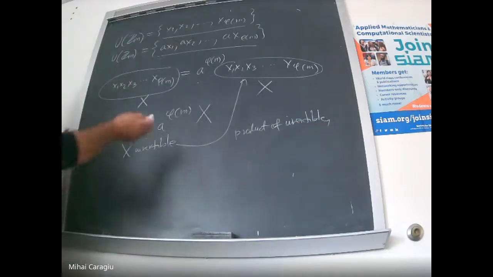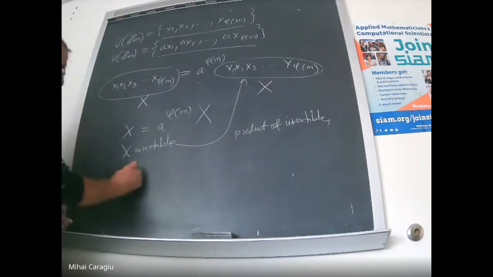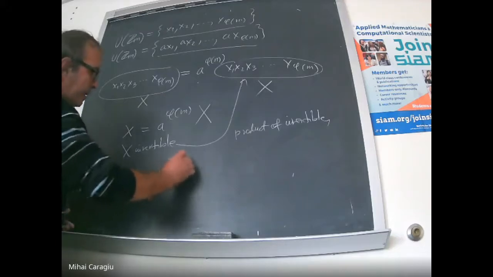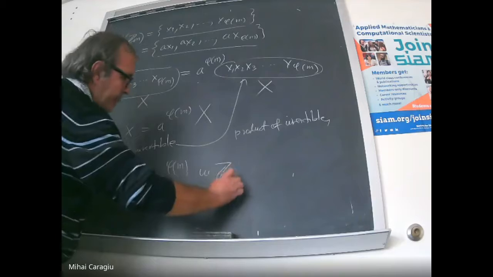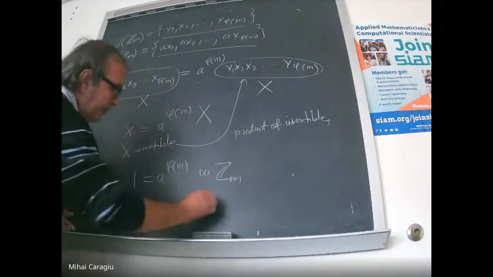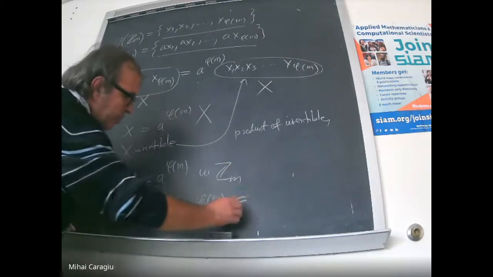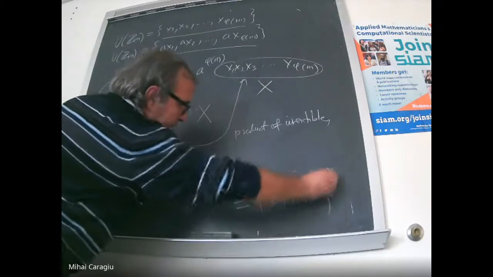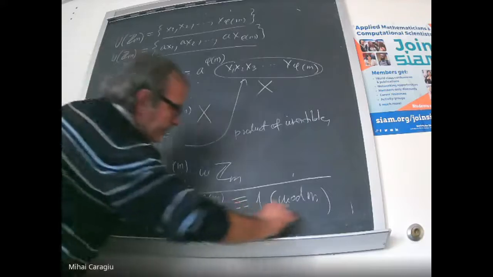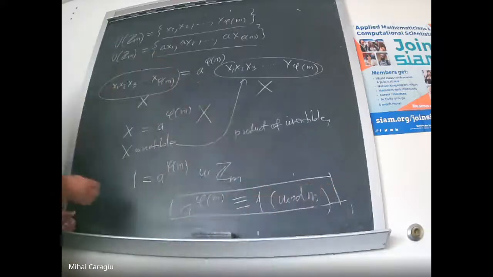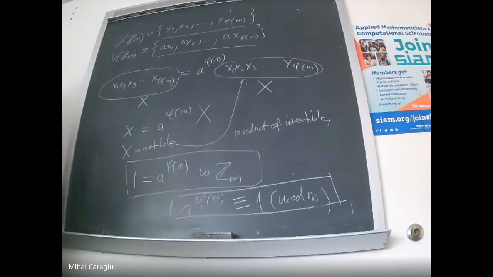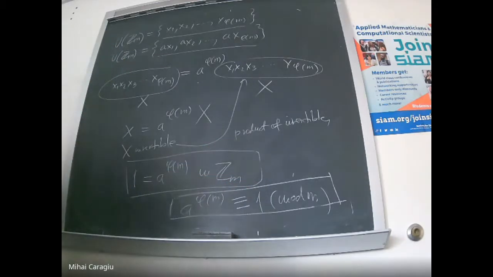that means multiply both sides by X inverse: 1 equals a to the power phi of n in Zn. Or a to the power phi of n, if you want to use congruence, is congruent to 1 modulo n. That's Euler's theorem. Or a to the power phi of n equals 1 in Zn, which is even better from the point of view of algebra.